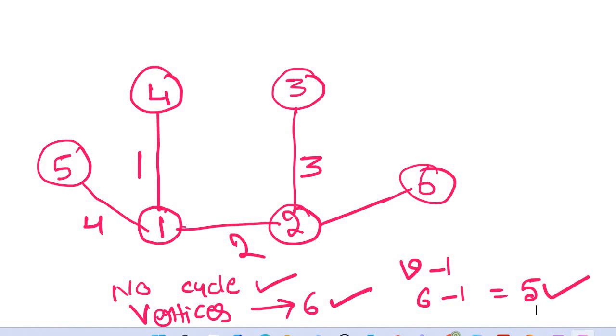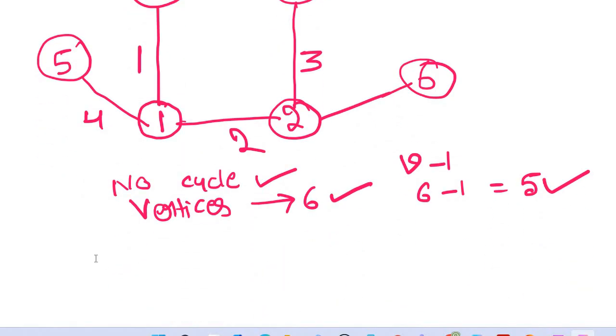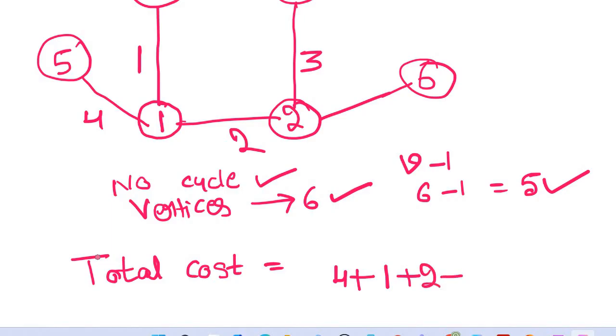And now let us go to the fourth property. We should have the minimum cost. What is the total cost here? Let us calculate the total cost. Total cost equal to weight associated with each and every edge. So 4 plus 1 plus 2 plus 3 plus this is 7. So 7 which is equal to 17. This is the total cost.